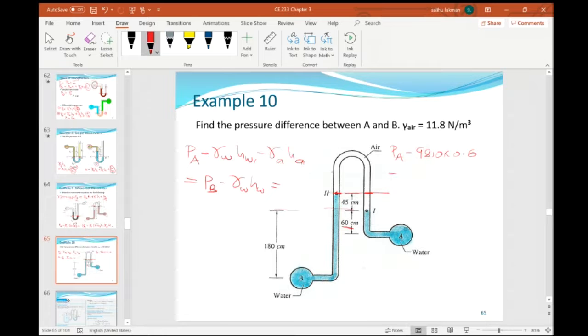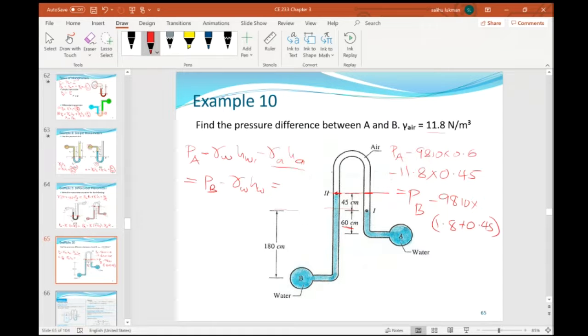Then minus the pressure of the air column, where the unit weight of air is 11.8 times the height of the air column, 0.45 in meters. And this is equal to PB minus unit weight of water, 9810, times the height of water, which is 180, which is 1.8, plus 45, which is 0.45.